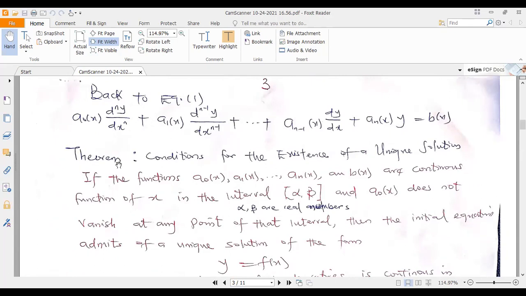Now, let's take a look at the theorem. We call this theorem conditions for the existence of a unique solution. The unique solution we're talking about here is a solution in such a way that there is no other solution. Even if I thought there is any other solution, then the two solutions are the same. Now, let's take a look at it.